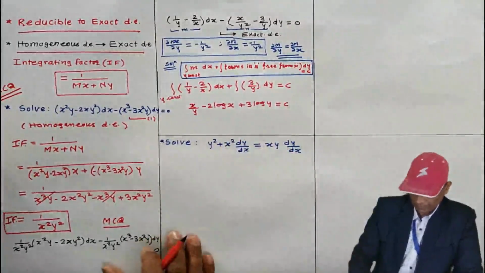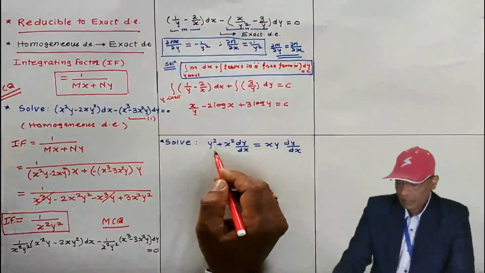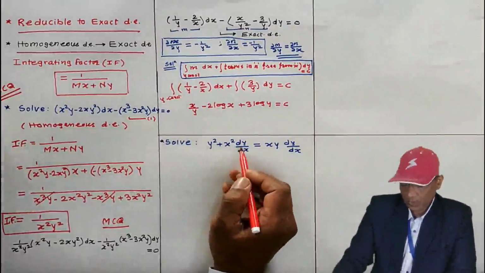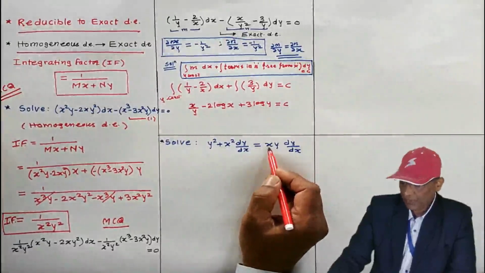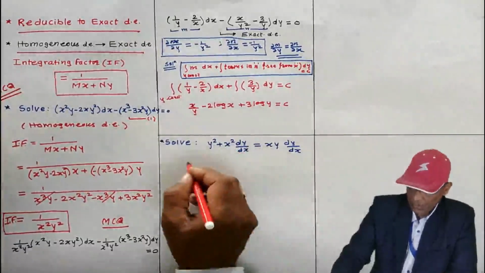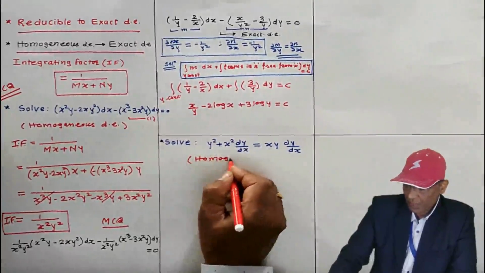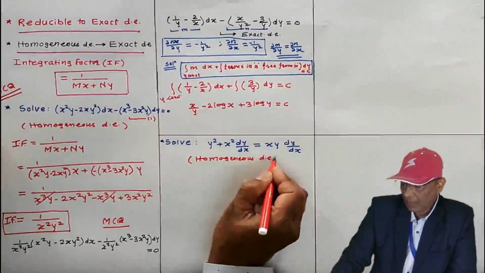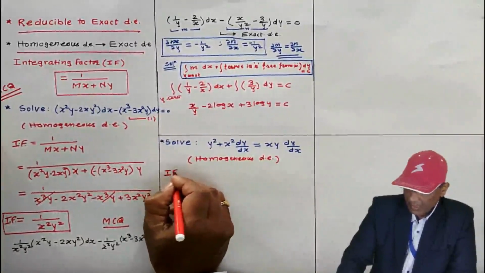Now the same problem. See, if you look at this differential equation, the degree of each and every term is the same. So the degree of this term is 2, the degree of this term is 2. We have to calculate the degree of x and y when we talk about the homogeneous differential equation. Okay, this is a homogeneous differential equation. And a homogeneous differential equation can be converted into an exact differential equation using an integrating factor.